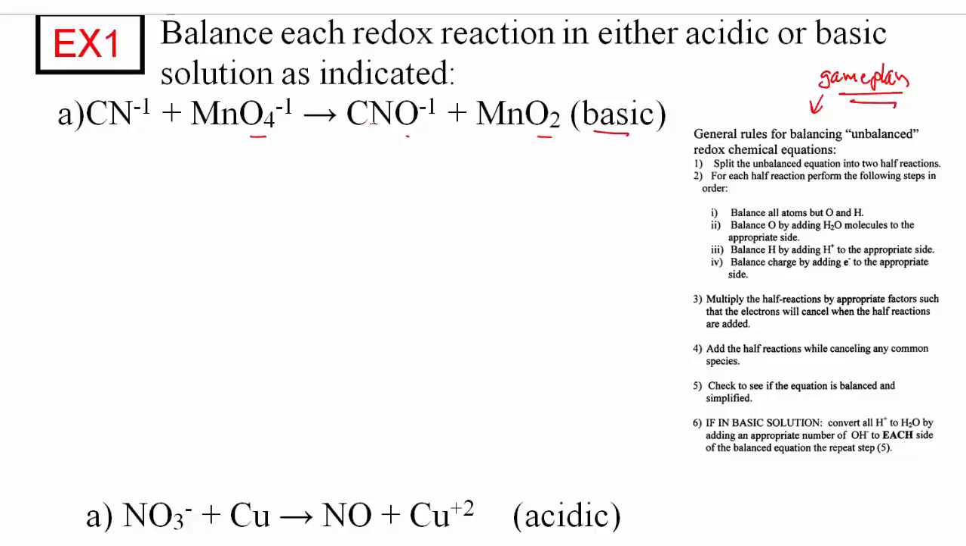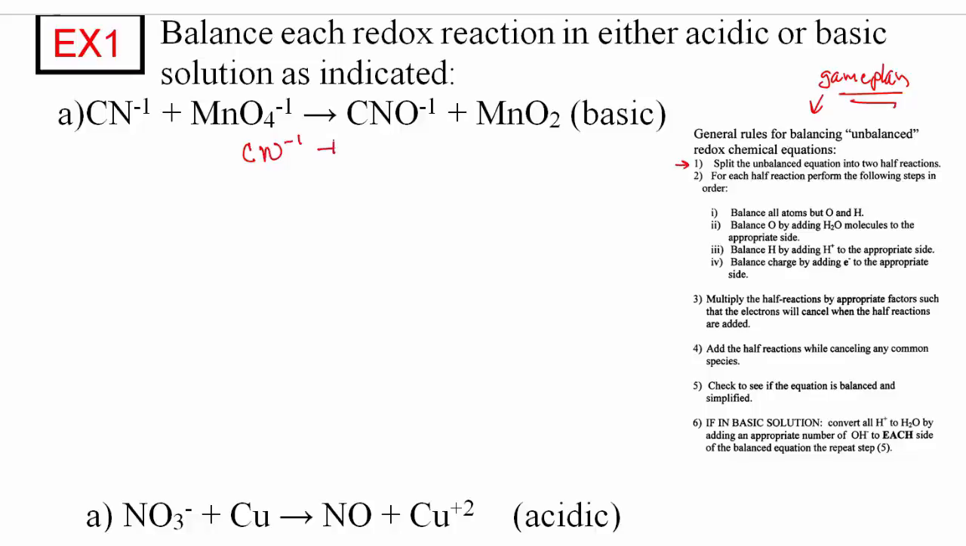So how would you balance this? We have to follow the game plan. Otherwise it would just be too complicated to randomly put in numbers. The first step in the game plan: split the unbalanced equation into 2 half reactions. So what are those 2 half reactions?